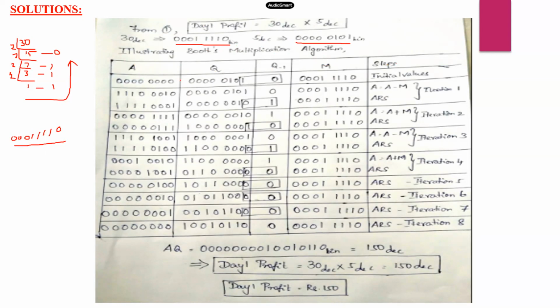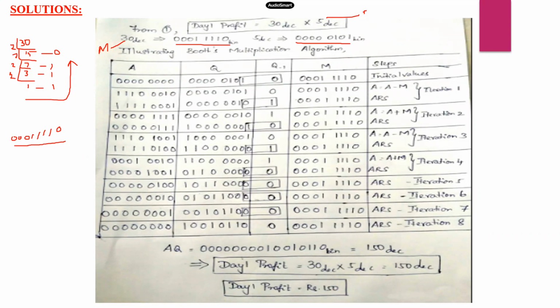Okay, the initial value of A will be 0. All the 8 bits of A will be 0. And Q is the multiplier. The multiplier is 5, and the binary value of 5 is 0, 0, 0, 0, 0, 1, 0, 1. And Q minus 1 is initially set to 0. And M is nothing but the multiplicand, which is 30. So the binary number of 30 is 0001 1110. That is the initial value.